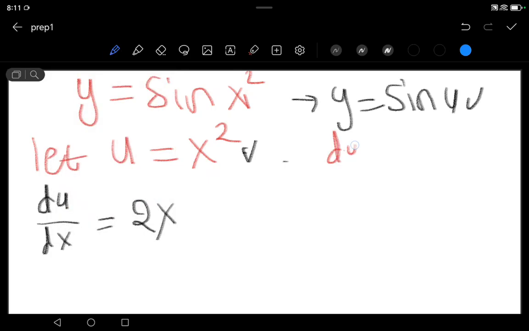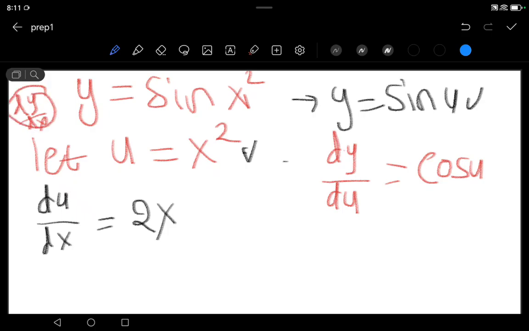Y is going to be dy over du. So the derivative of sine u is what? It's cos u. Yes, it's positive cos u. Okay, and then remember we are looking for what? For dy over dx.